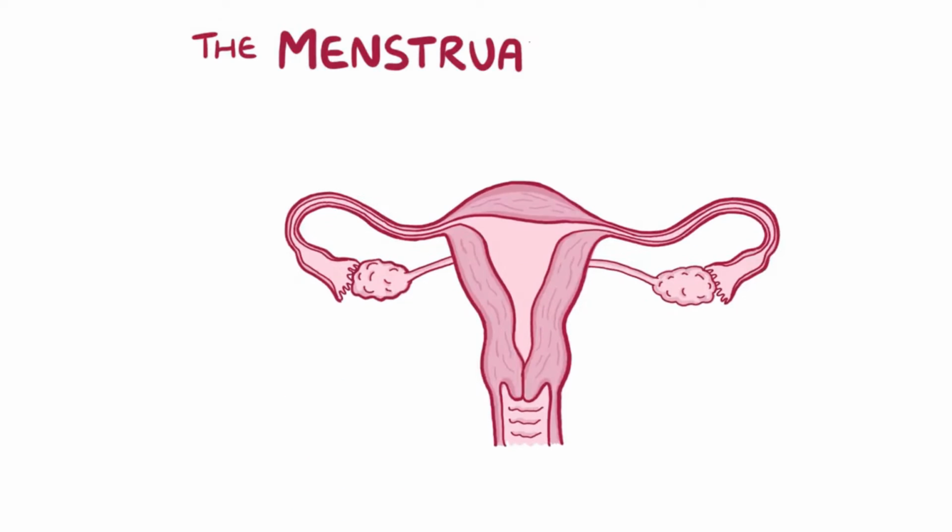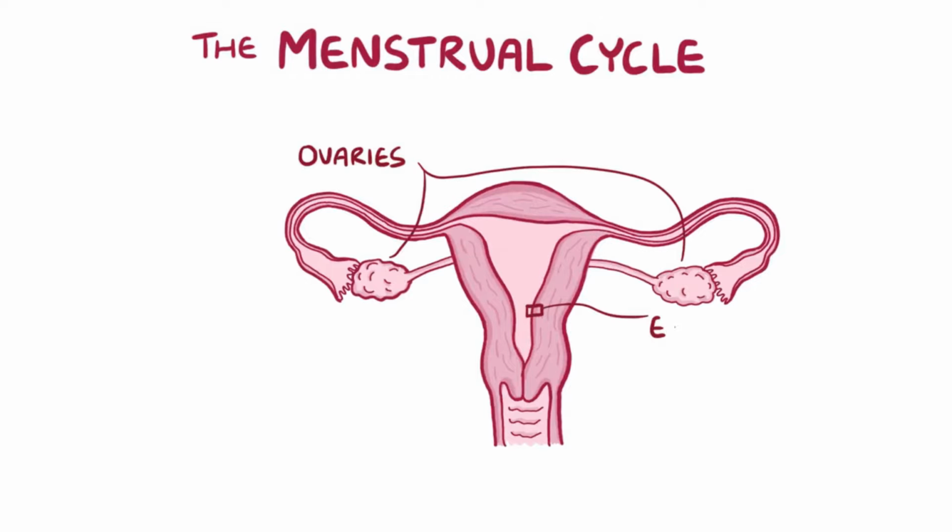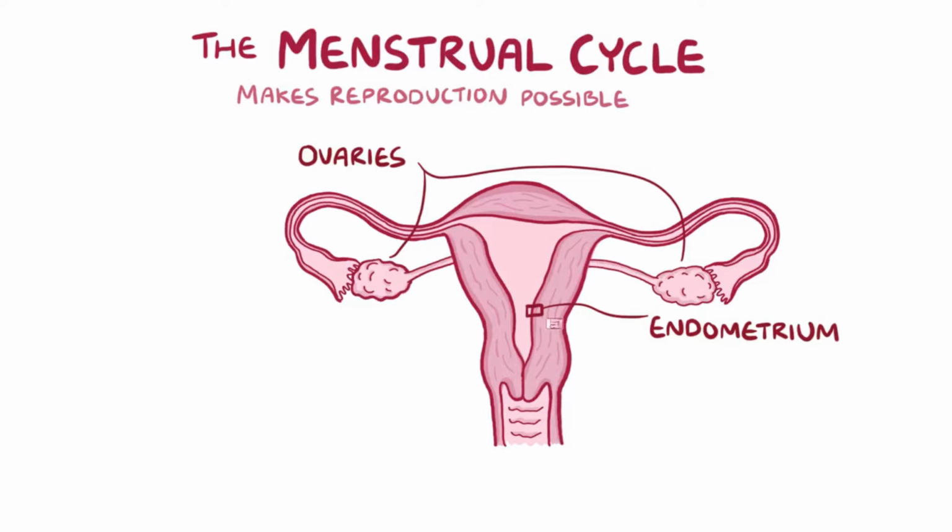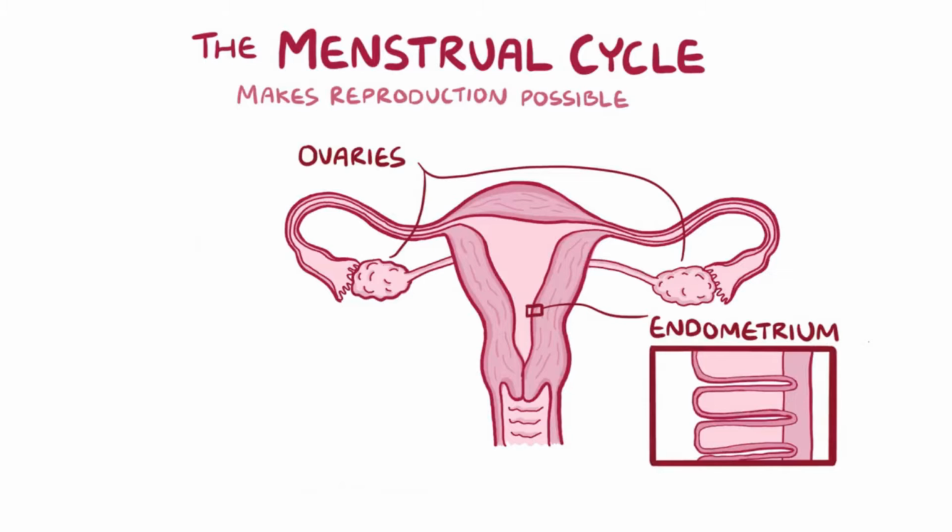The menstrual cycle refers to the regular changes in the activity of the ovaries and the endometrium that make reproduction possible. The endometrium is the layer of tissue lining the inside of the uterus. This lining consists of a functional layer, which is subject to hormonal changes and is shed during menstruation, and a thin basal layer which supports the overlying functional layer.